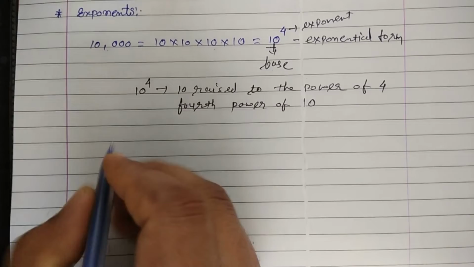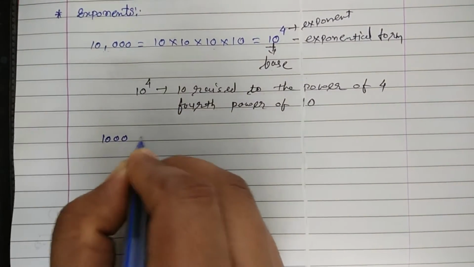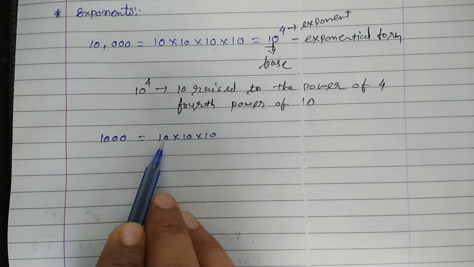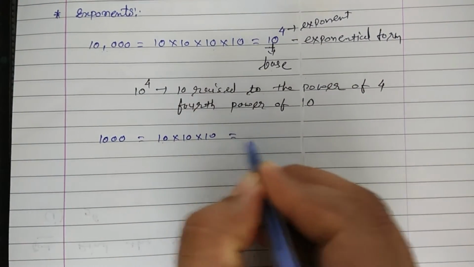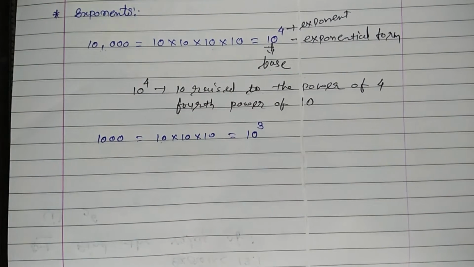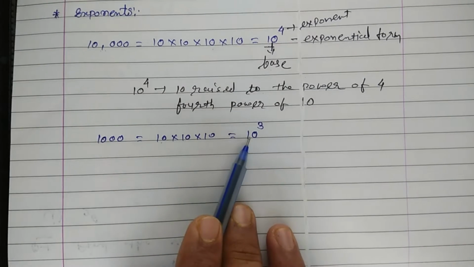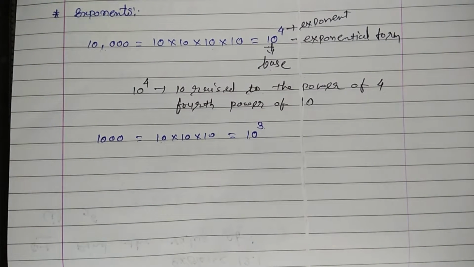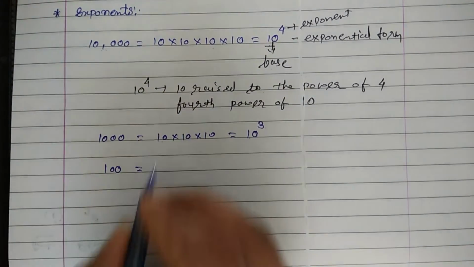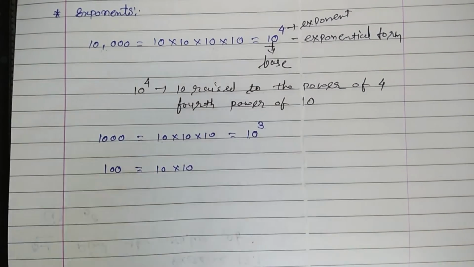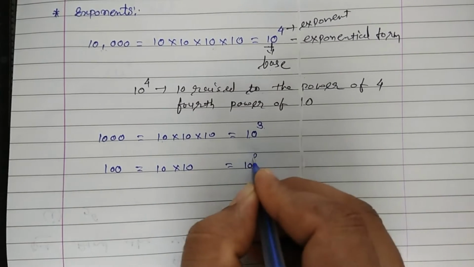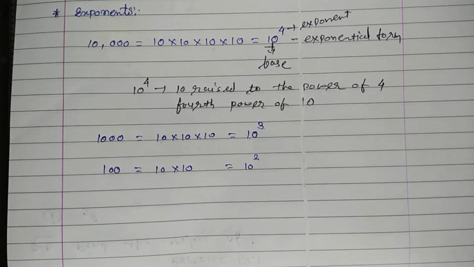Let's take one more example. 1000. This 1000 we can write as 10 multiplied by 10 multiplied by 10. That is nothing but 10 multiplied 3 times, which is equal to, in exponential form, 10 raised to the power of 3. Here 10 is the base and 3 is the exponent. And for 100, we can write it as 10 multiplied by 10. 10 multiplied 2 times, that is equal to 10 raised to the power of 2.